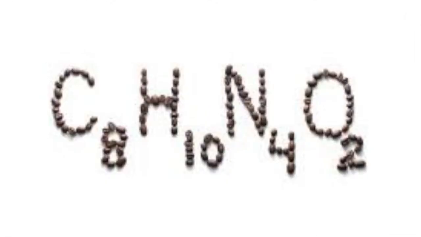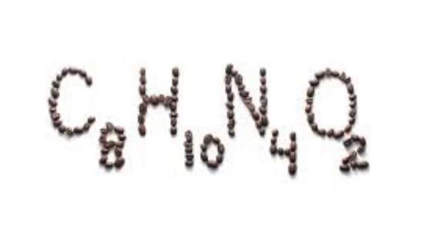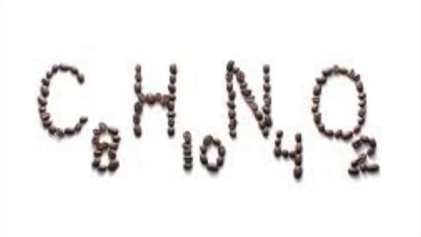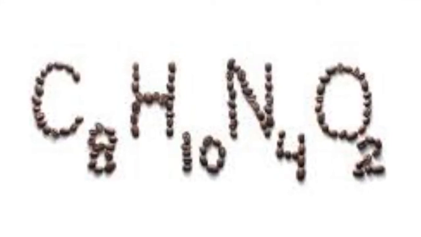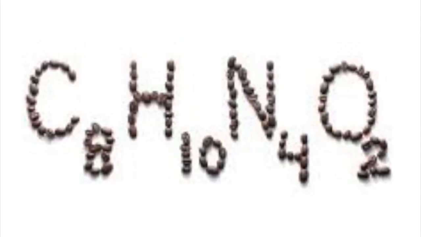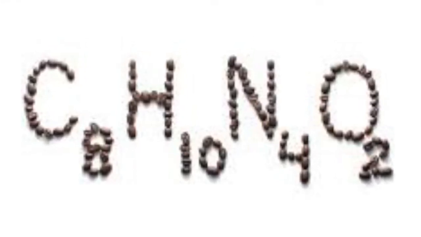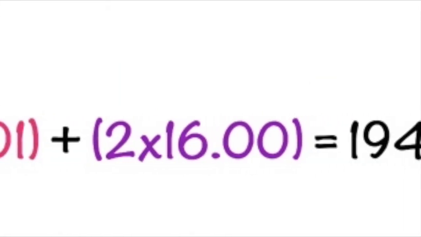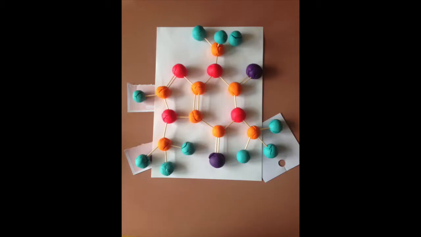The molecular formula of caffeine is C8H10N4O2. This means a single molecule of caffeine contains 8 carbon, 10 hydrogen, 4 nitrogen, and 2 oxygen atoms. This gives caffeine a molecular mass of 194.19 g/mol. Here is a model of the caffeine molecular structure.